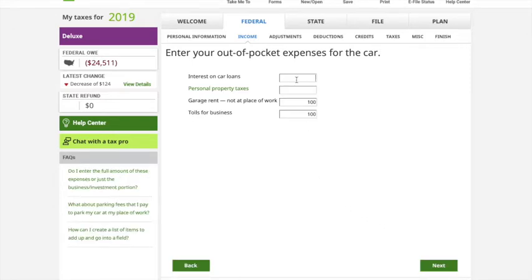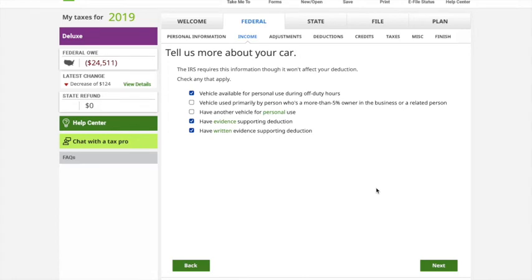The standard mileage deduction includes interest on car loans and personal property taxes. Two expenses it does not include are garage rent and tolls. So you will get a deduction for these as well, but you must enter them if you actually incurred those expenses. Again, you'll probably want to check this vehicle available for personal use. That's most likely true of what we're talking about. And you have evidence supporting your deduction.